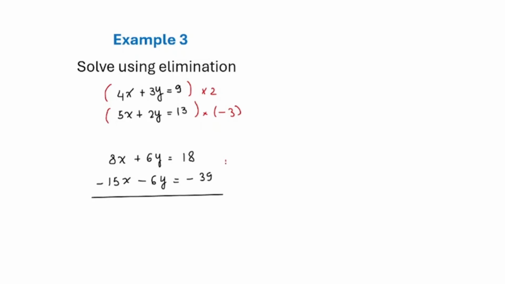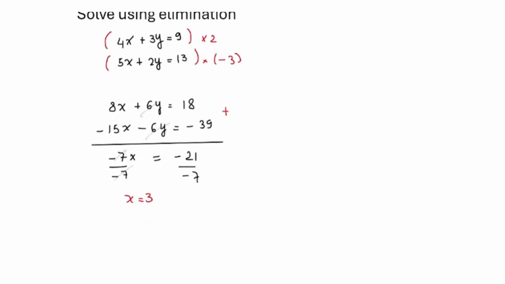We can now add the equations. 8x minus 15x gives negative 7x. 6y minus 6y cancel out. 18 minus 39 gives negative 21. So, negative 7x is equal to negative 21. Divide both sides by negative 7. x is equal to 3.